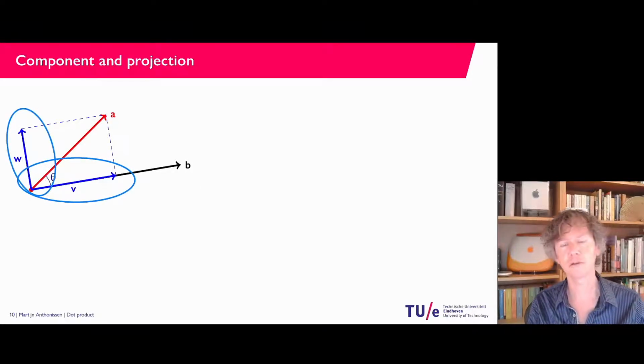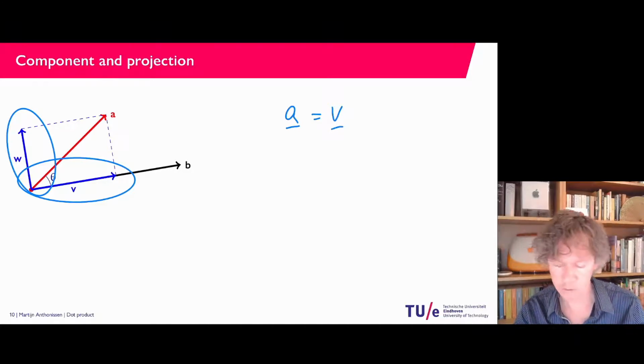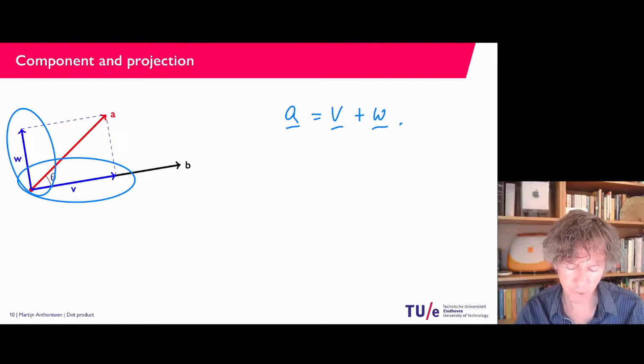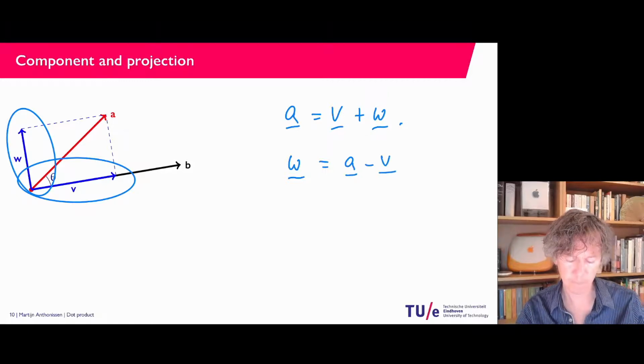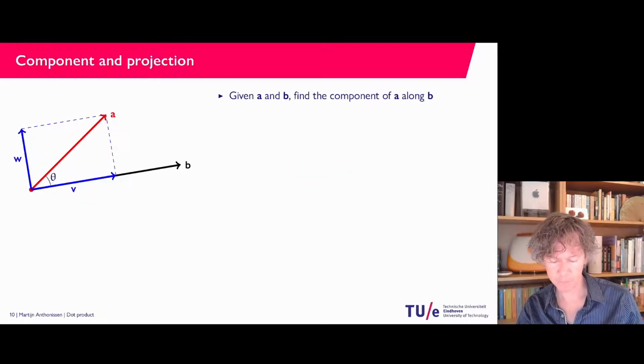Because if I do that, if I find this V, then I know that A is the component that points in the same direction as B, that's what I called V, plus W. So if I have found V, I already know that W equals A minus V. So the question is, how can I find this V component? How can I do that? So let's write that down.